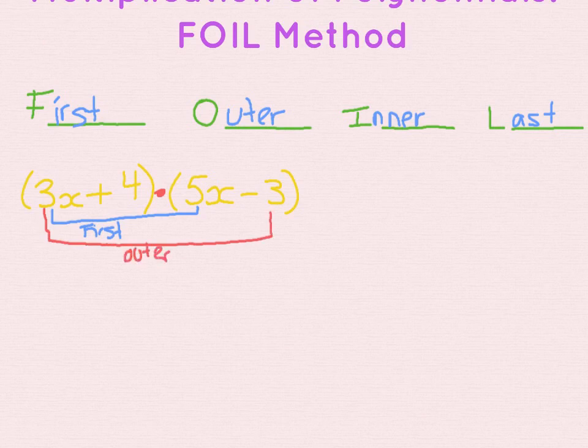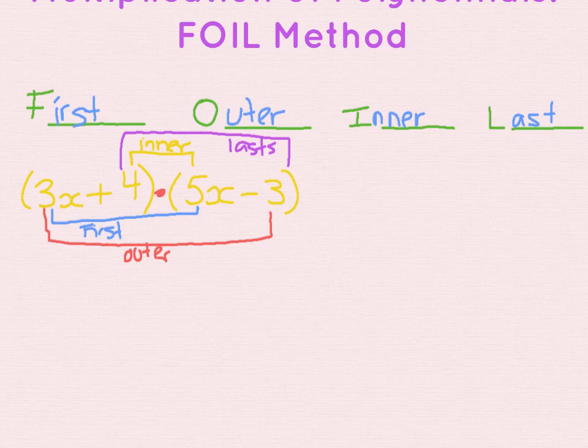The outer terms. Next we have inner. What are the terms that we see on the inside of these polynomials? These ones, so inner. And finally, what are the terms that we see in the last of these two polynomials? Well, I'm going to make it purple. The 4 and the 3 are the lasts. So that's the order in which we are going to multiply our polynomials.